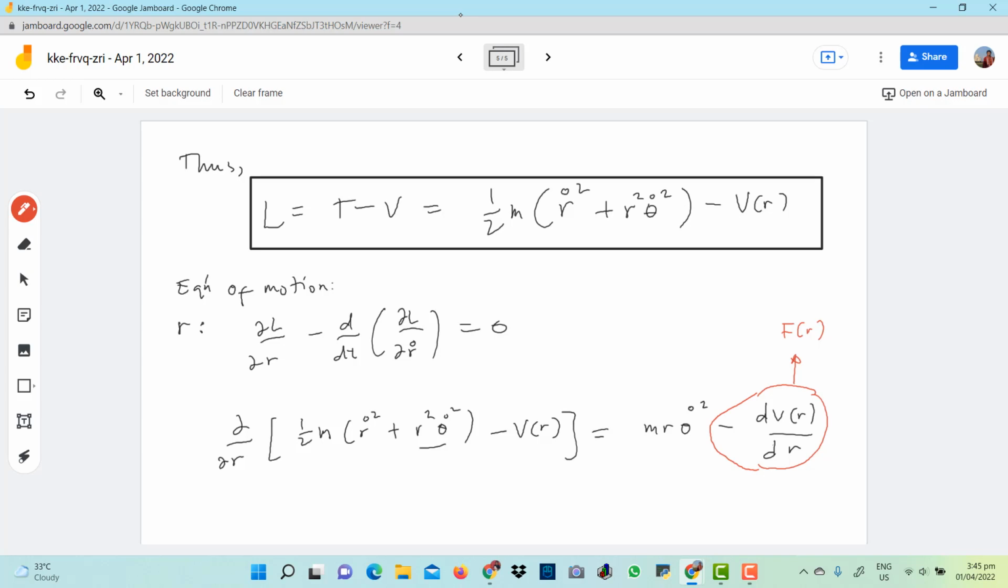Okay? So again, the first term is just equal to m r theta dot squared plus f of r. Okay, so this is my partial L with respect to r. How about the other one, the d dt of partial L with respect to r dot?